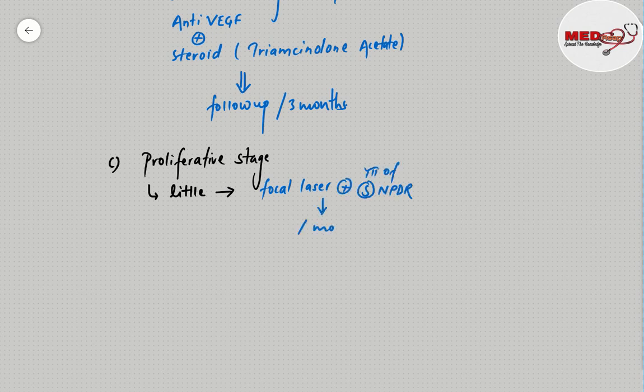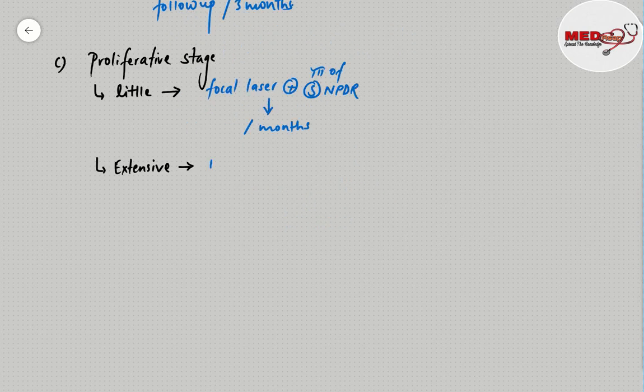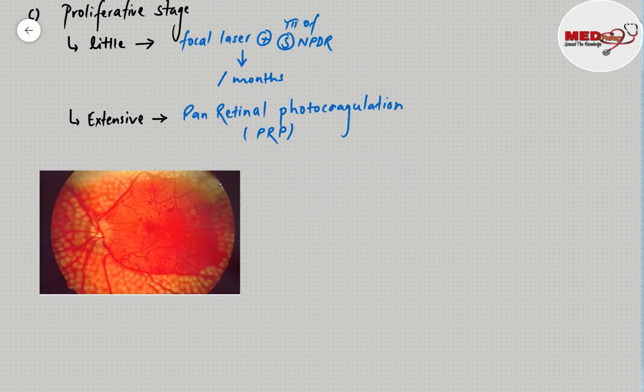This person must be kept under strict observation every month because the proliferation of the blood vessels has already started. If there is extensive proliferation of the blood vessels, then we have to perform panretinal photocoagulation. In this process, we burn all the retina, leaving the macular area intact as shown in this picture.